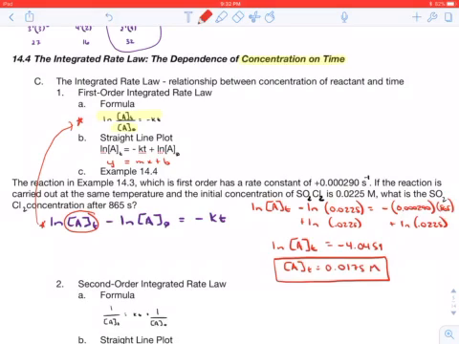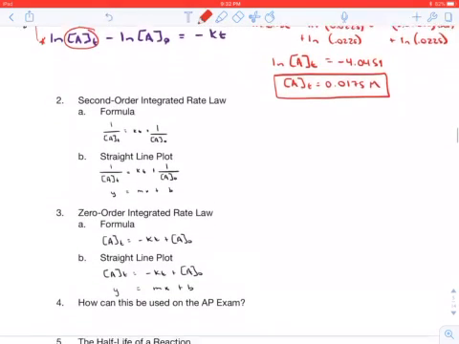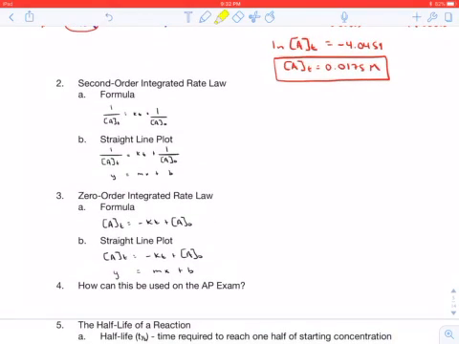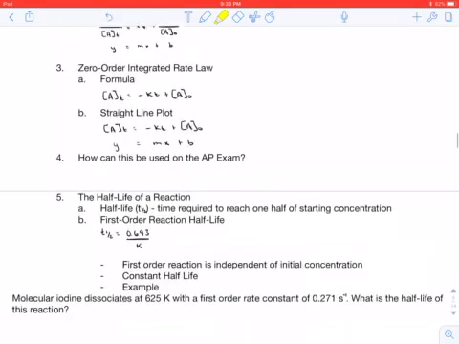Awesome. So you can use plug-and-chug type formulas anytime. Let's move on to second order. Here's our second order one. Same premise. We still have A sub t, the concentration of A after some time. k is our rate constant still, t is our time, and we still start with 1 over A sub 0, our initial concentration. Again, we can line this up with a straight line plot, so we could graph this and see.